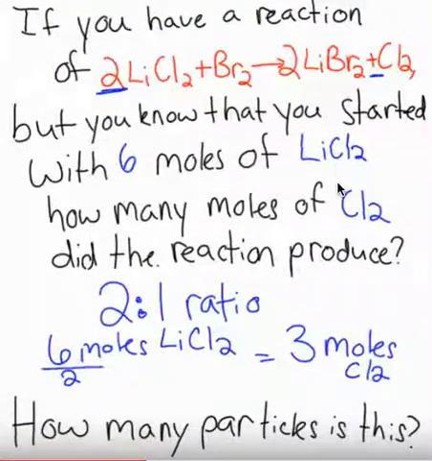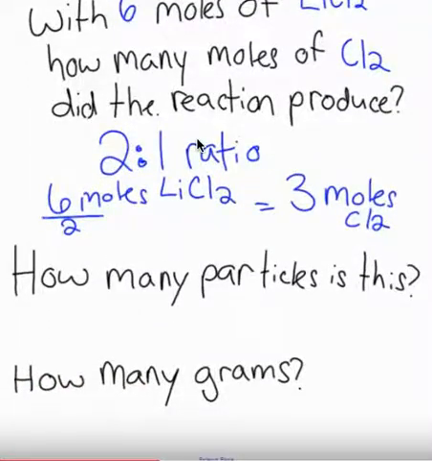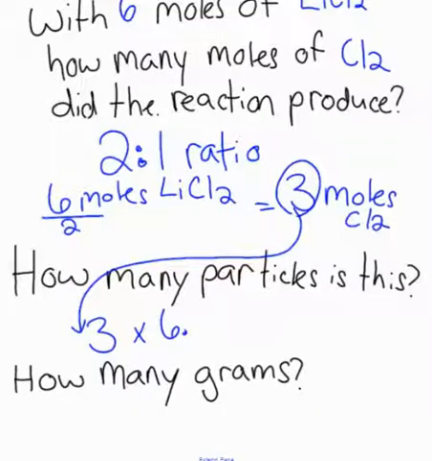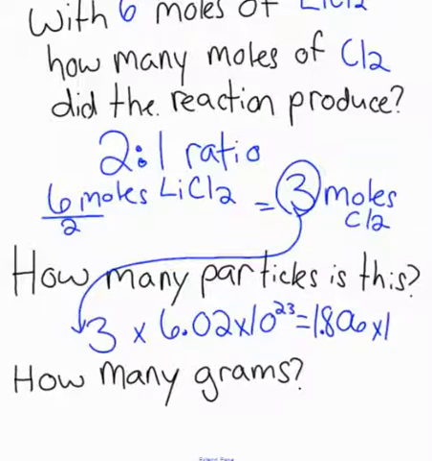Now, if you have any questions about that, please ask. But we're not going to stop it right there. Let's figure out how many particles this is. And this is the easier one. I'm going to take 3 moles down here. So we have 3 times, we're figuring out the particles, so we're going to put Avogadro's number in there, 6.02 times 10 to the 23rd. So if you were to go ahead and calculate that out, the number you should get is 1.806 times 10 to the 24th.